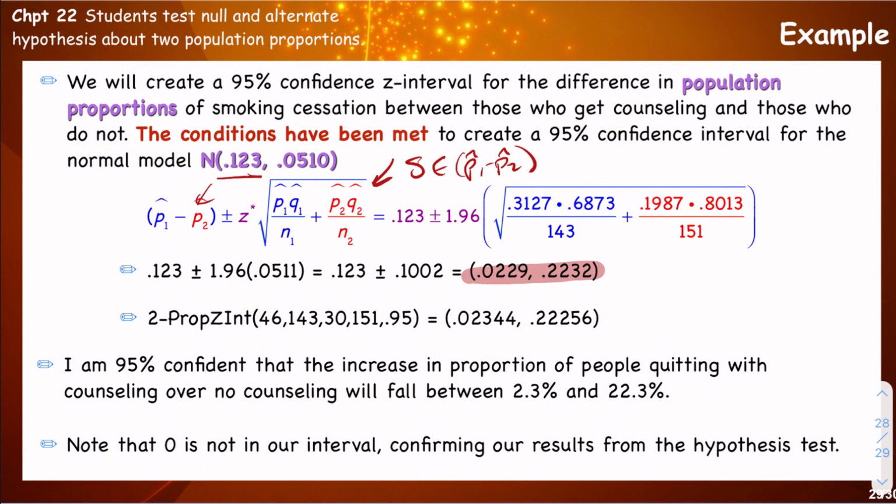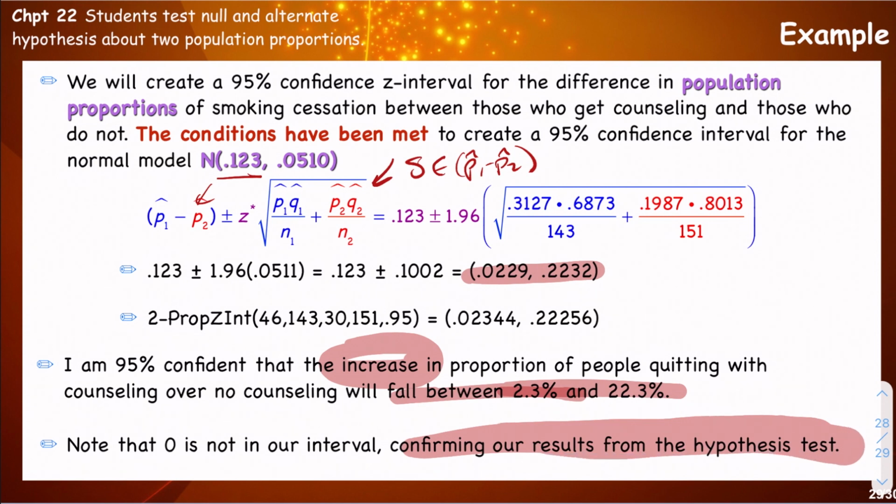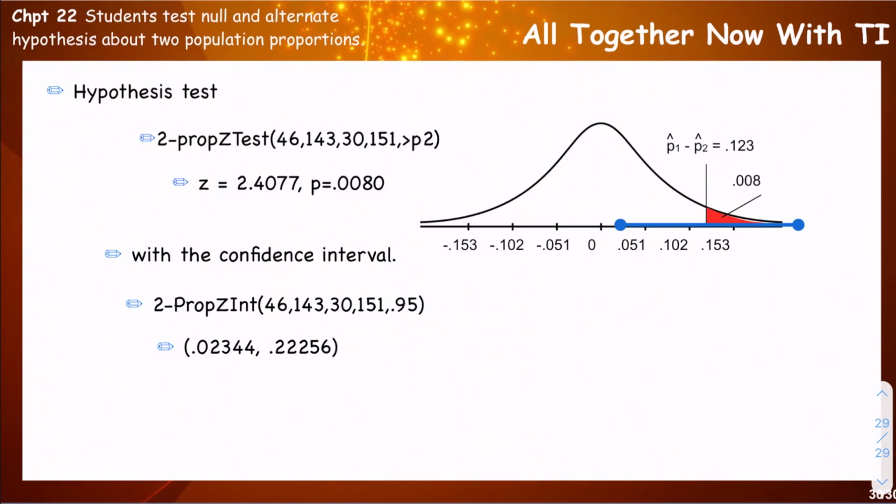So I'm 95% confident that the increase in proportion of people quitting with the counseling over no counseling will fall between 2.3% and 22.3%. That is the increase. Note that 0 is not in our interval, confirming our results from our hypothesis test. This is what we would see from our confidence interval that we built. Here's our lower bound, and here's our upper bound.